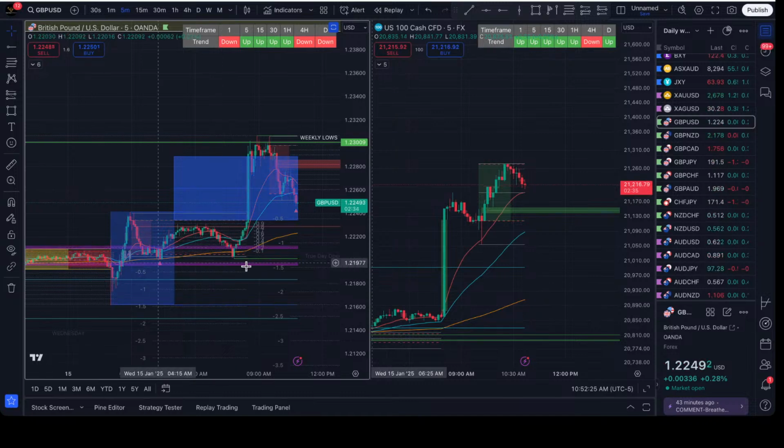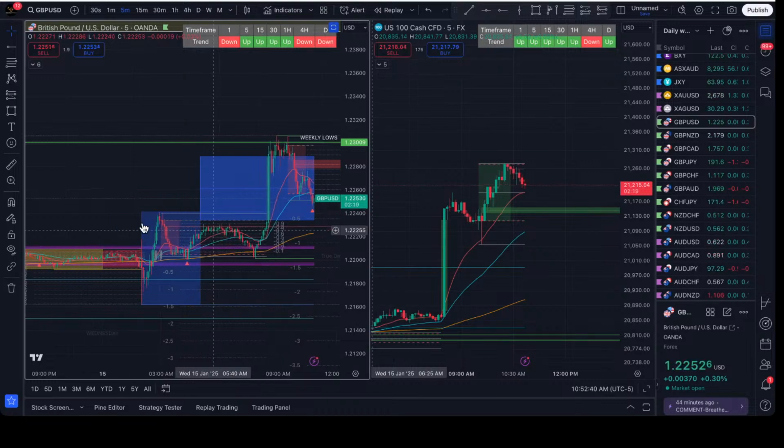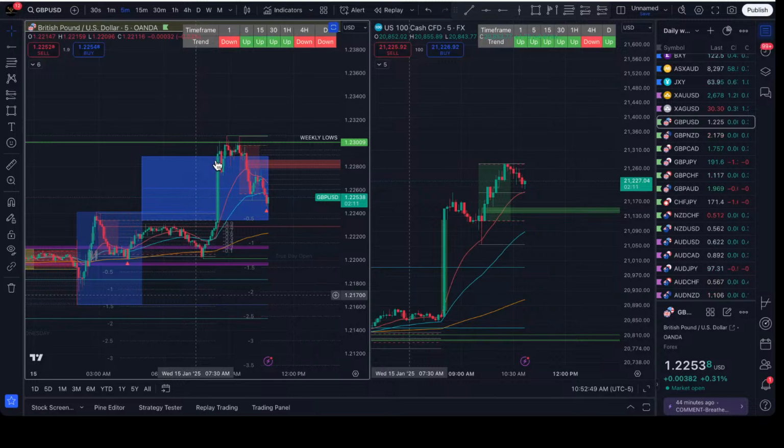So there's our purple zone. That was the catalyst for the London reversal. So London reversed off of it, came back down to it. We have a buy model as well. There's our blue zone. But again, affected by the news.